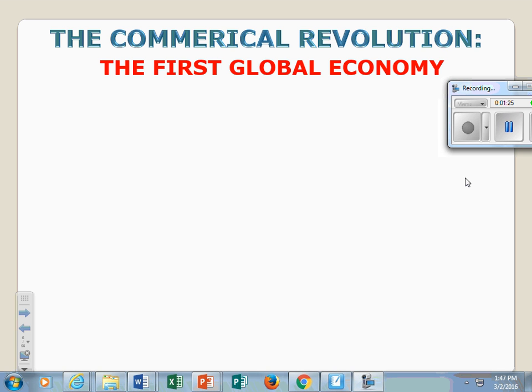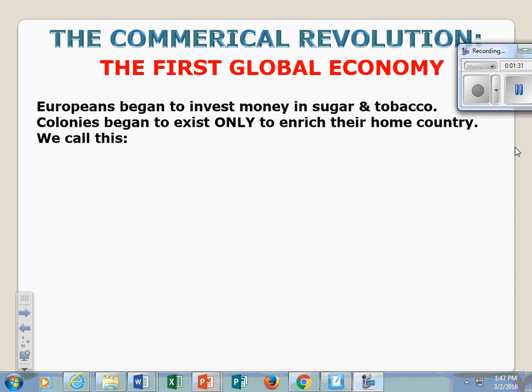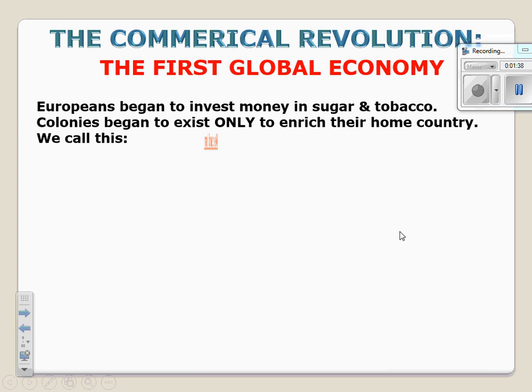Like Mr. Martin just said, the Commercial Revolution was the first global economy. This is when Europeans began to invest money in items such as sugar and tobacco, and colonies began to exist only to benefit their home country. This is called mercantilism.